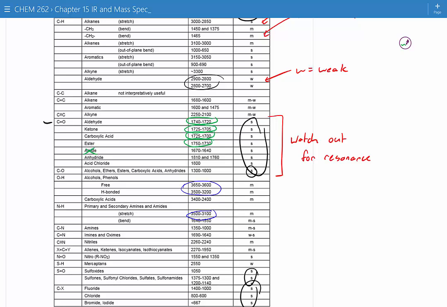probably not going to be an amide because that's shifted way too low. It's probably not going to be an anhydride, and it's probably not going to be an acid chloride. So we've narrowed it down to an aldehyde, ketone, carboxylic acid, or ester. But we can rule one of these out already, right? We know it's not going to be a carboxylic acid because we haven't seen the OH stretch. So it's going to be an aldehyde, ketone, or an ester.